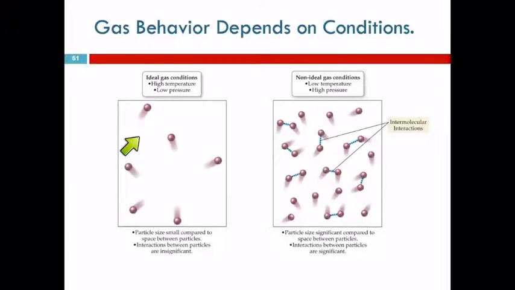Under non-ideal conditions, low temperature and high pressure, where we're squeezing a gas and cooling it down, now the particles are getting closer and closer together, so we can't necessarily say that the volume of the gas itself is negligible compared to the space it occupies. And when these are moving slower, they will begin to stick to each other and interact with each other. So under these sorts of conditions, the ideal gas law doesn't quite work. I'm just telling you about it, and we're not going to do anything else with it.